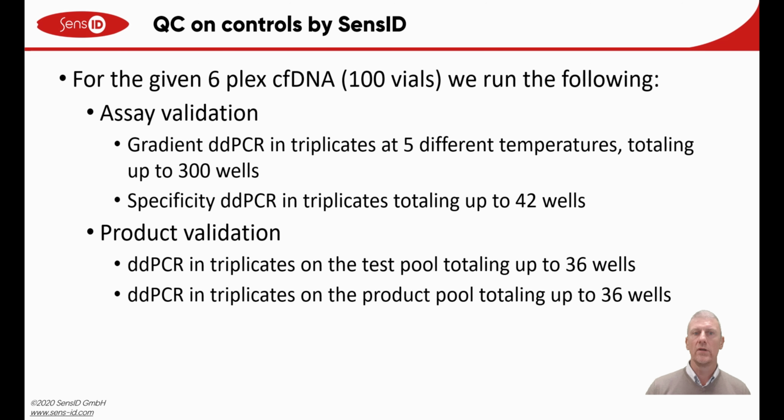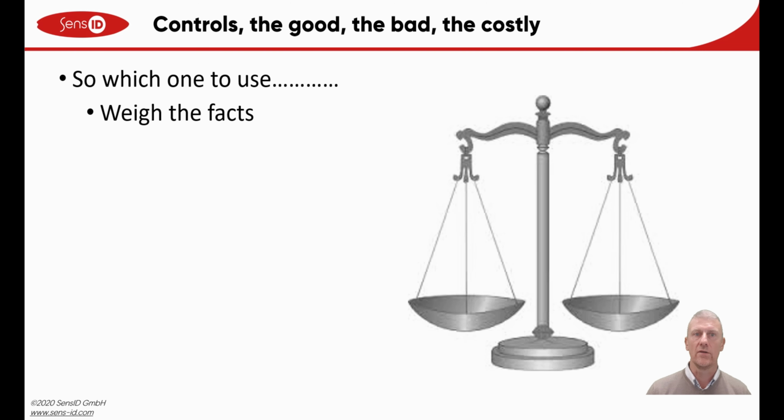Then we move on to product validation. So this is just assay validation, there's product validation. Digital PCR in triplicates on the test pool, again 36 wells will be used. And then digital PCR in triplicates on the product pool, and again 36 wells. So you see what amount of work goes into a control before it's available for you as a commercial off-the-shelf material. So which one now to use, the homebrew or the commercial one?